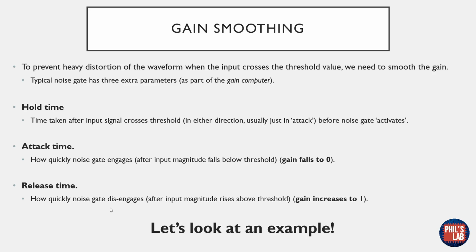On the other hand, we have our release time, and this is how quickly the noise gate disengages after our input magnitude rises above the threshold, which means our gain increases to 1. So attack means gain falls to 0, and release means gain increases to 1. This might seem a bit confusing to start with, so let's look at an example.